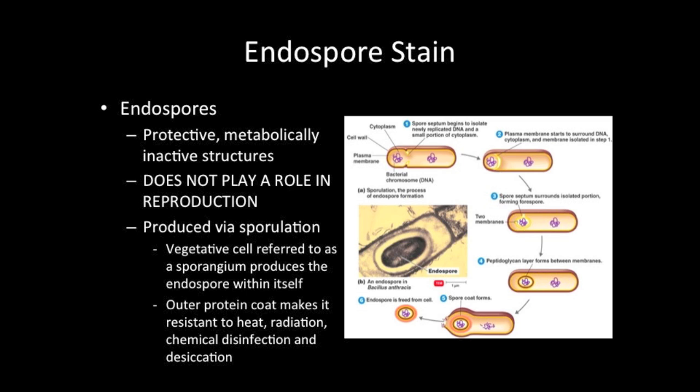Endospores are sometimes referred to as spores. It is important not to confuse bacterial endospores with fungal spores. Fungi use spores as a means of reproduction. Bacterial endospores strictly serve a protective function and play absolutely no role in reproduction. They simply serve as a means of survival in harsh conditions.